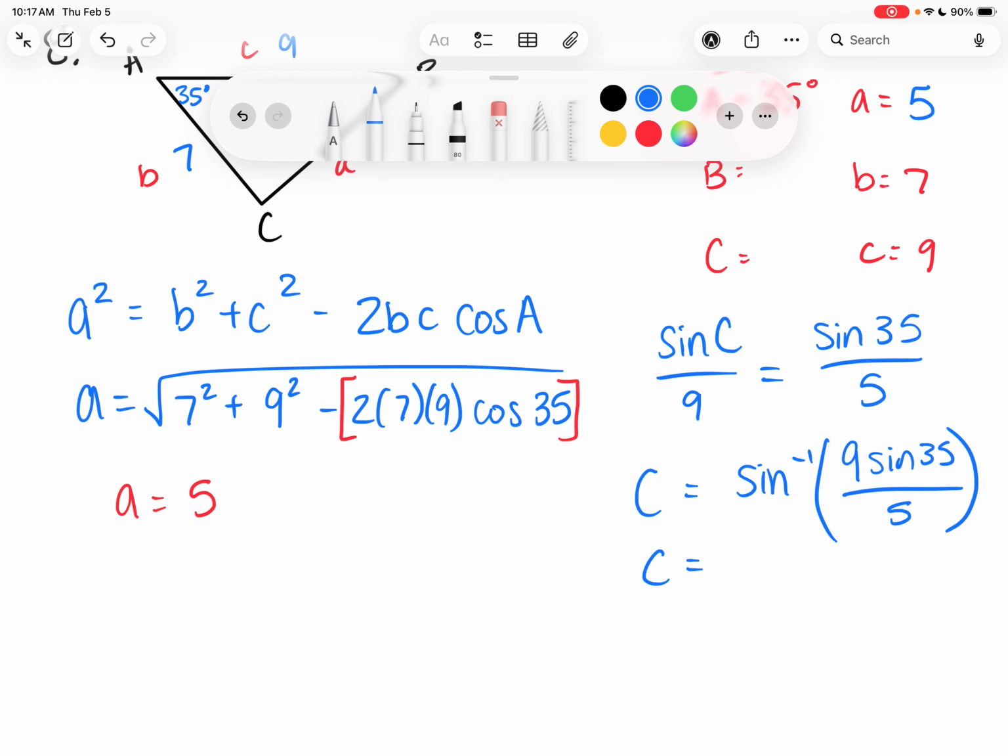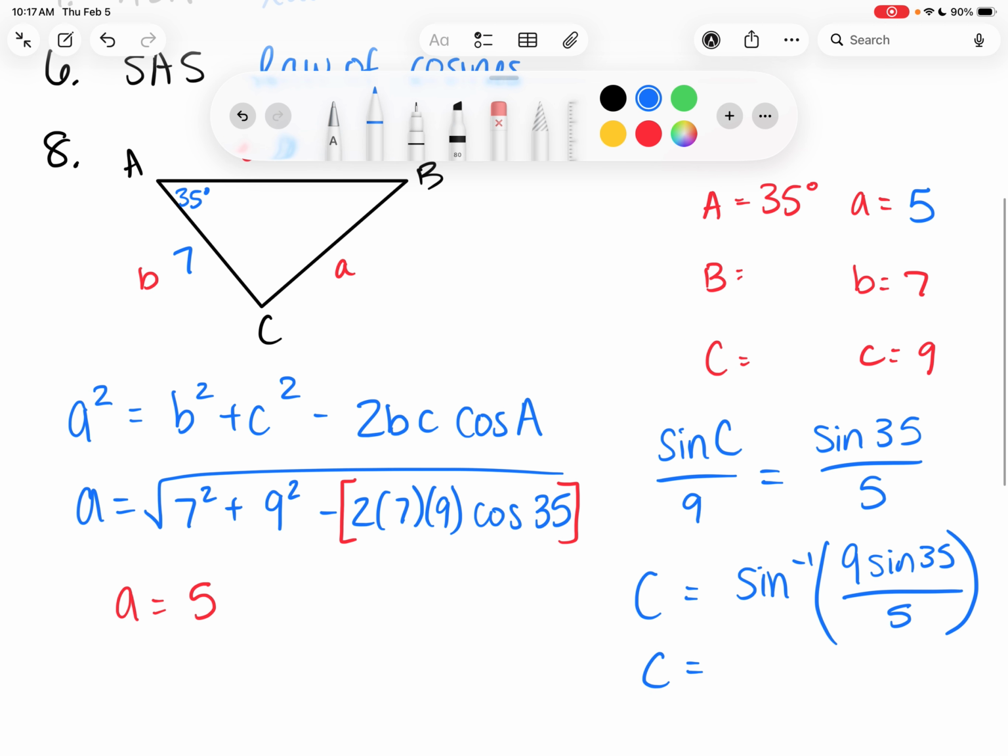Does the book say that C is 92? Or, yeah, 92? C is 94. Oh. Well, then I know why it's not working. Because remember, inverse sine can only produce values from negative 90 to positive 90. So if that number is bigger than 90, it's not going to work.